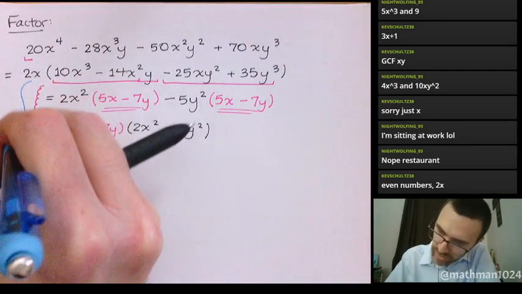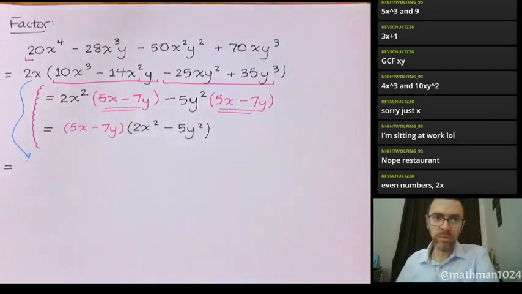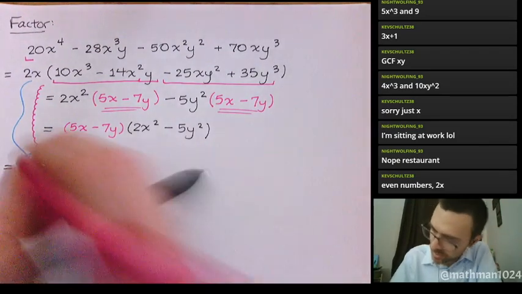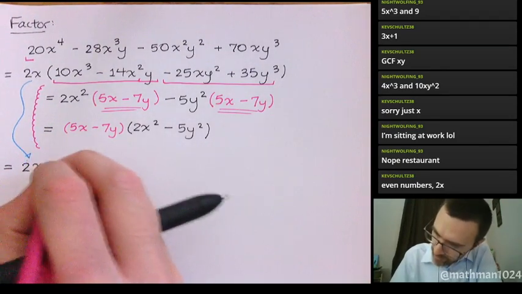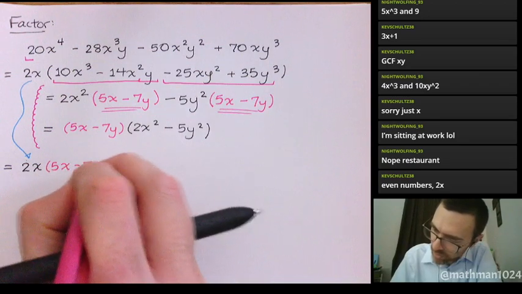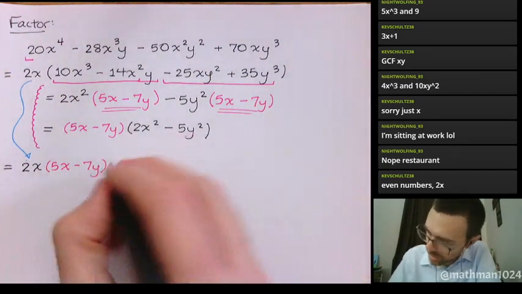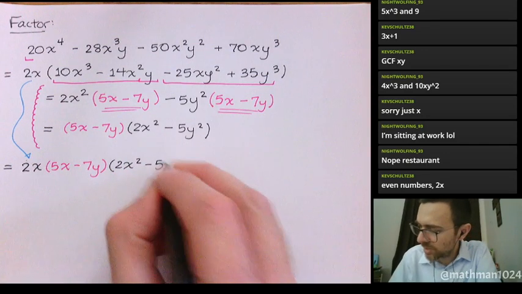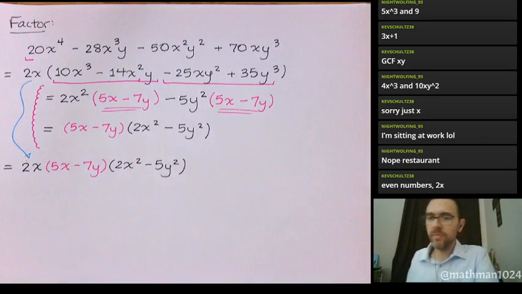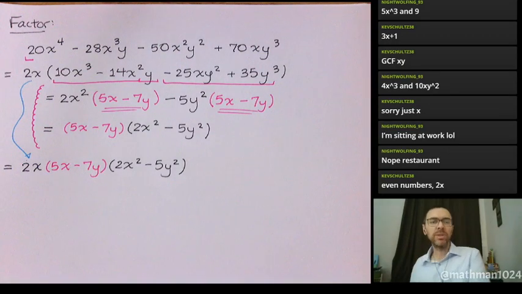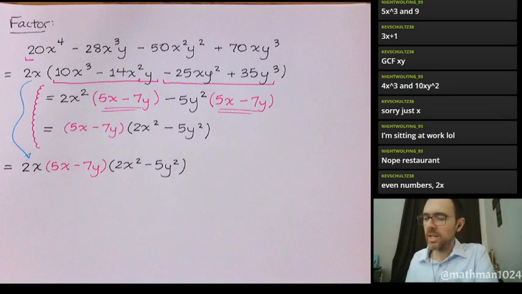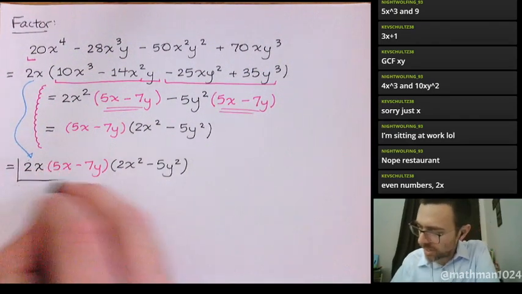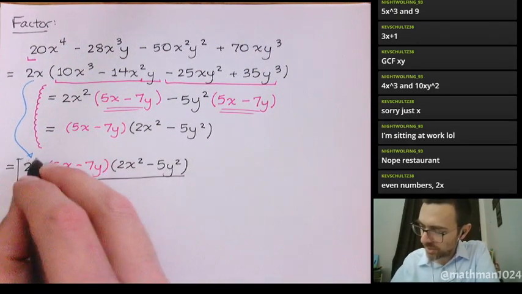This 2x is our common factor for the whole problem, so he's out here in front, times 5x minus 7y times the 2x squared minus 5y squared. And now everything is factored completely. And that's one of the key things you're going to hear, is making sure that you factor completely. Break things down as far as they can go. Make sure that nothing is left behind.